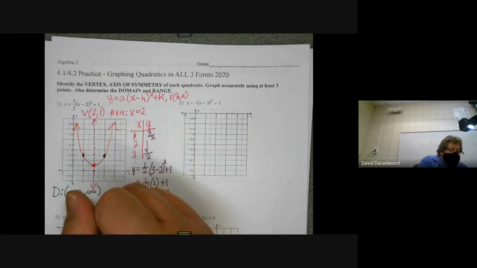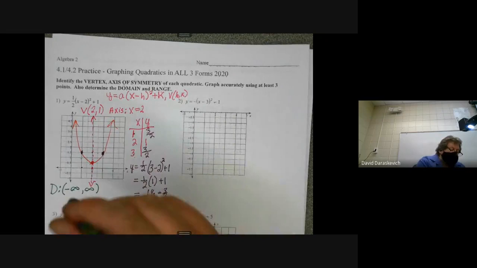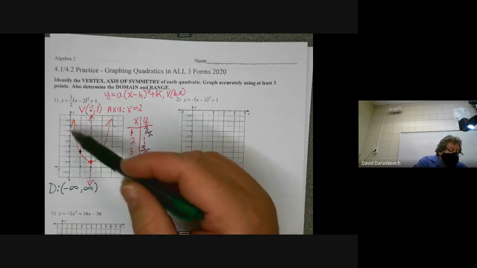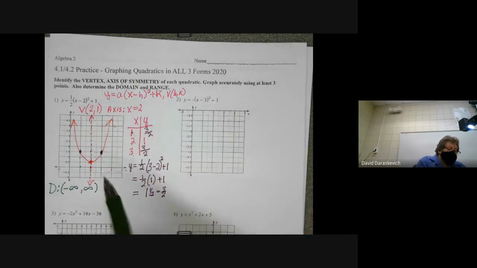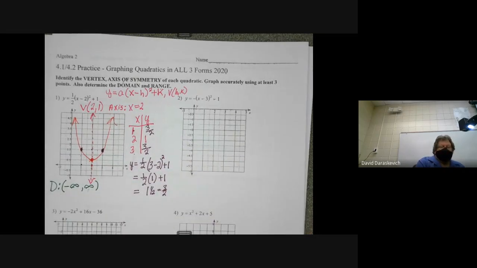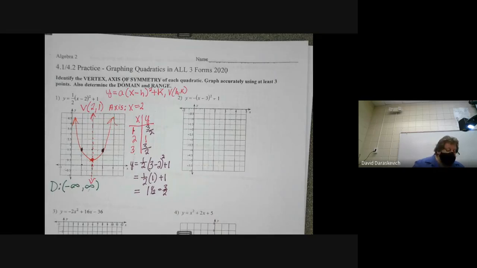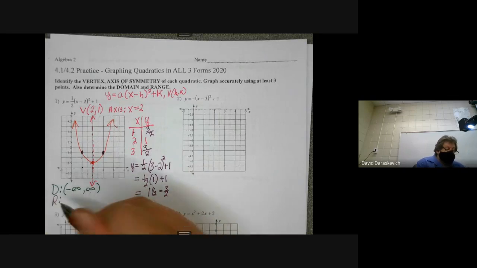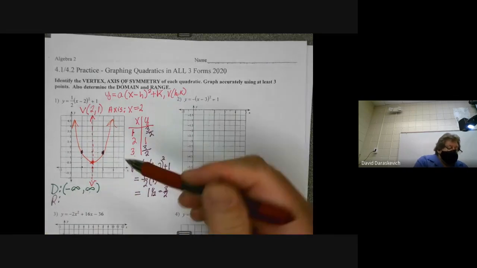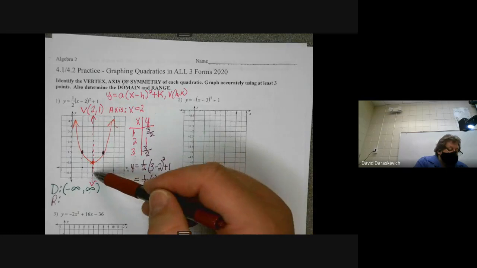Now, it's not true for all parabolas, but for this class, all our parabolas are either going to go up or go down. So the domain is always going to be that for the parabola function in this class. Now, the range is different. The range is going to be our k.